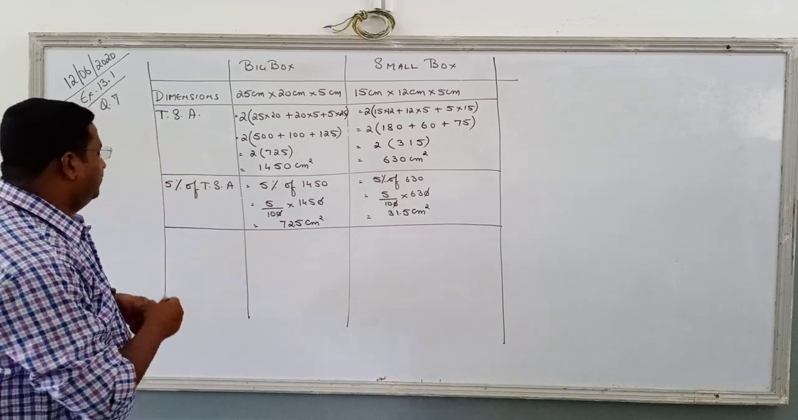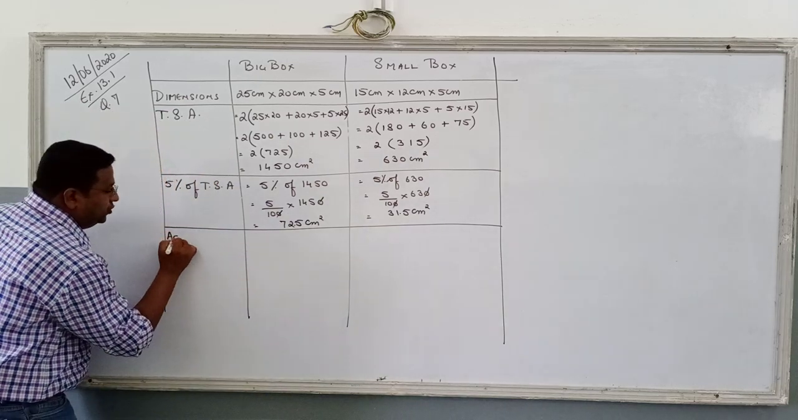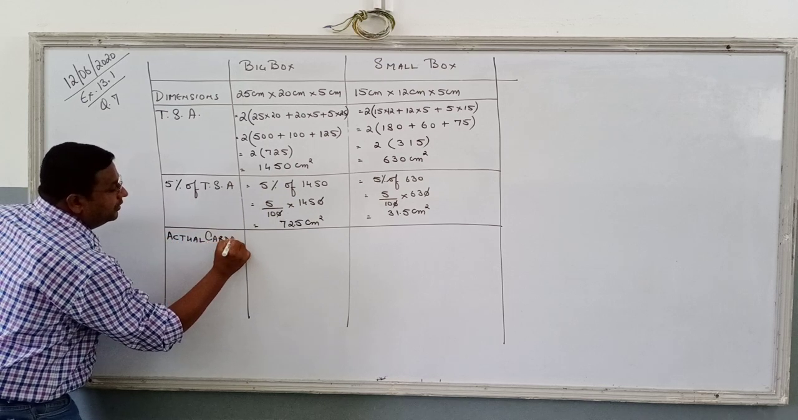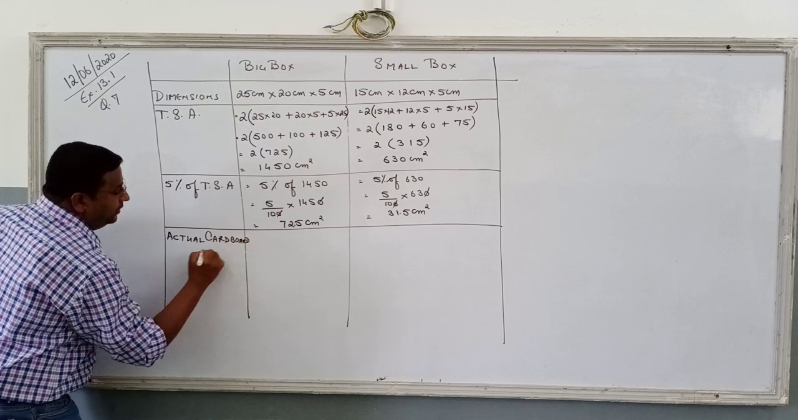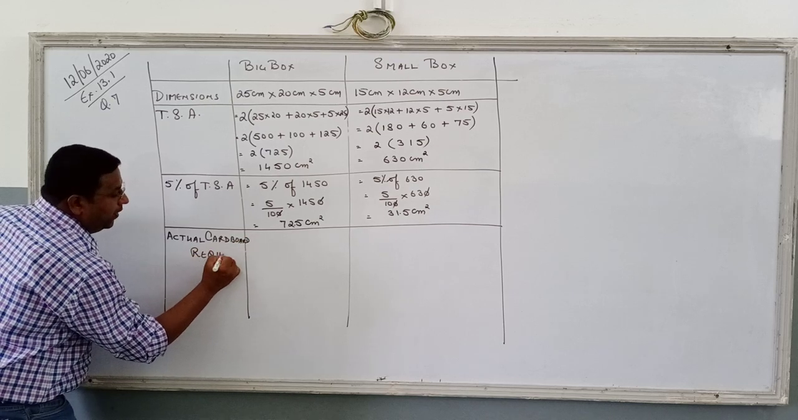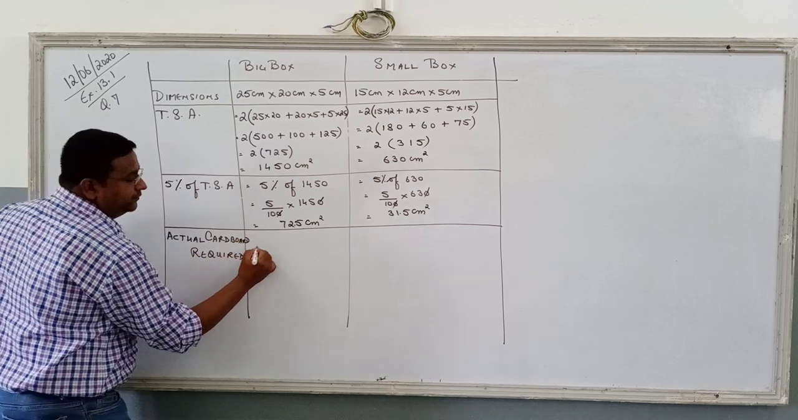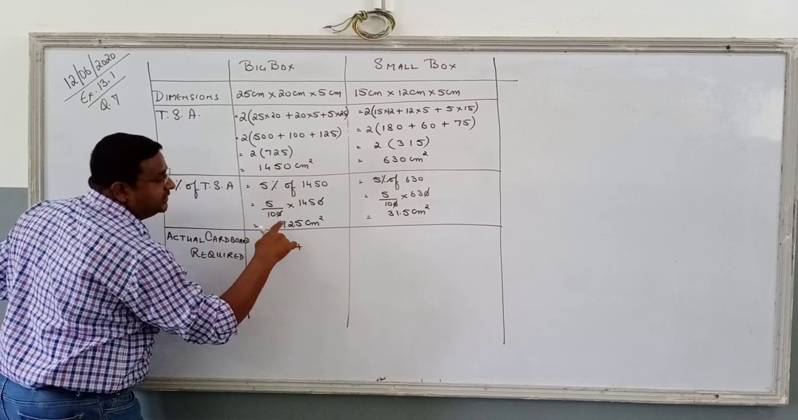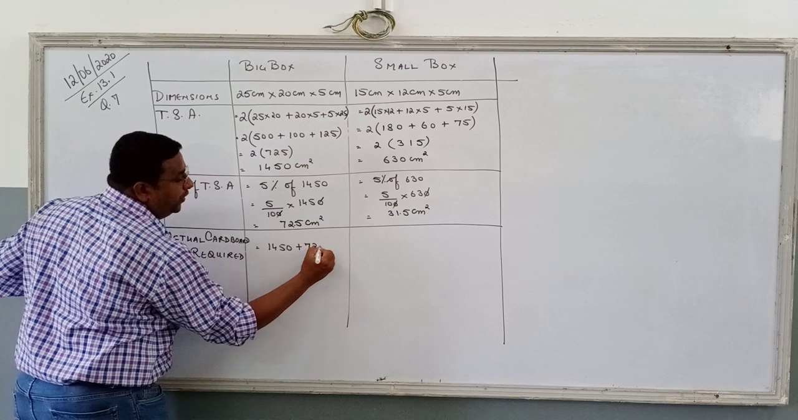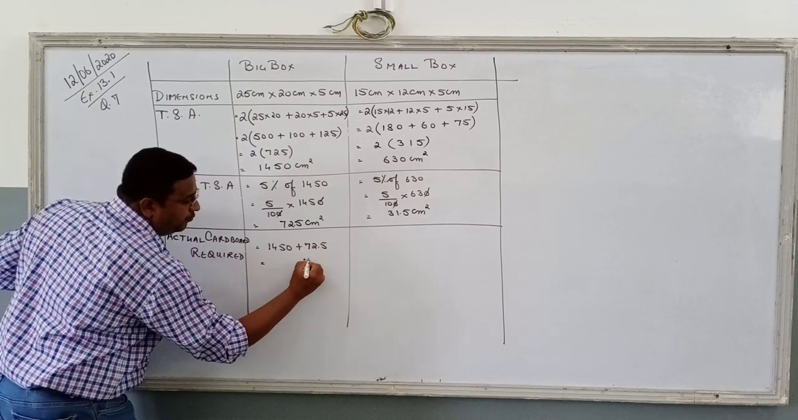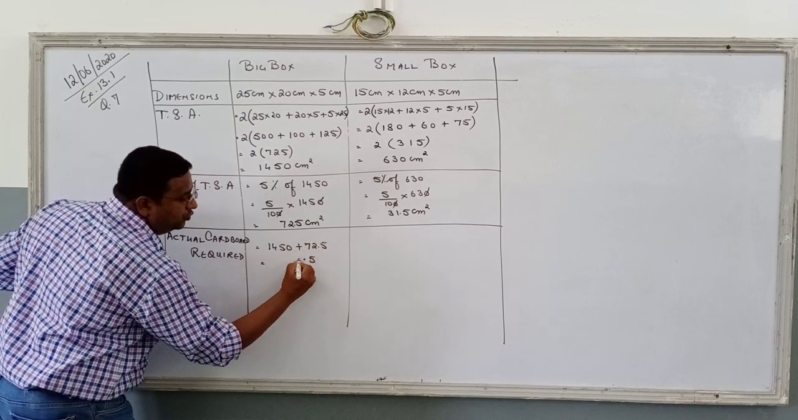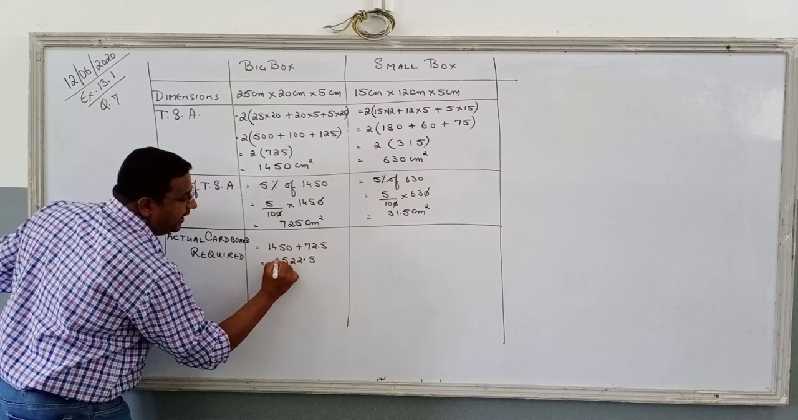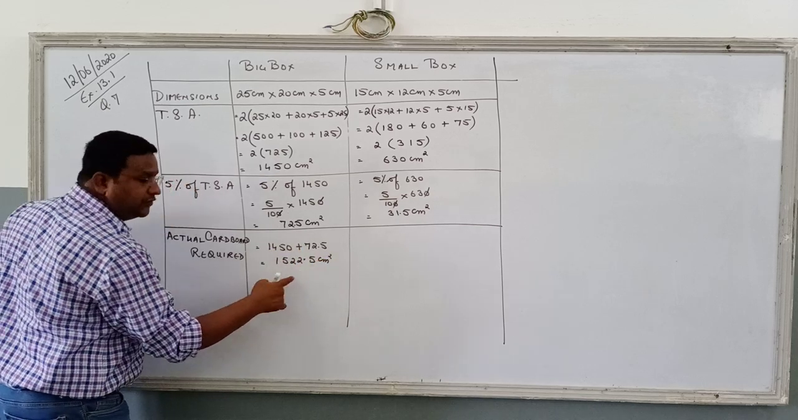So now, therefore, actual cardboard required is equal to total surface area 1450 plus the extra 172.5. We added 0.5, 0 and 2, 2, 7 and 5, 12, 2, carry 1, 4 and 1, 5 and 1, centimeter square for one box.